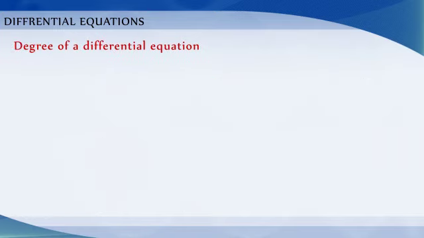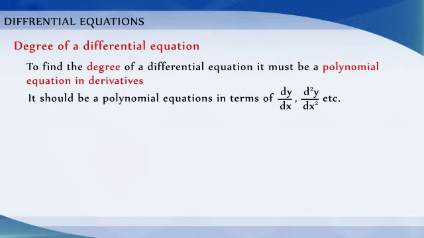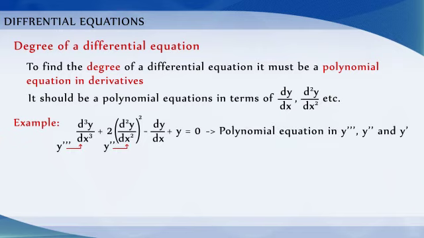Degree of a differential equation. To find the degree of a differential equation, the differential equation must be a polynomial equation in derivatives. That is, it should be a polynomial equation in terms of dy/dx, d²y/dx², etc. For example, d³y/dx³ + 2(d²y/dx²)² − dy/dx + y = 0 is a polynomial equation in y''', y'' and y'.